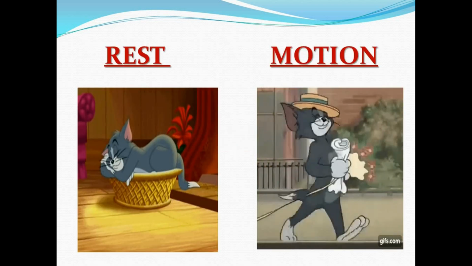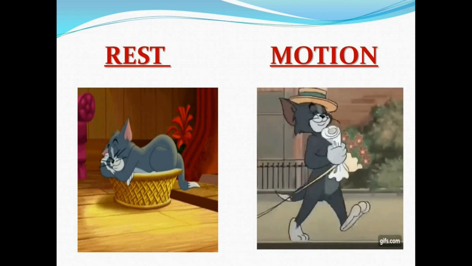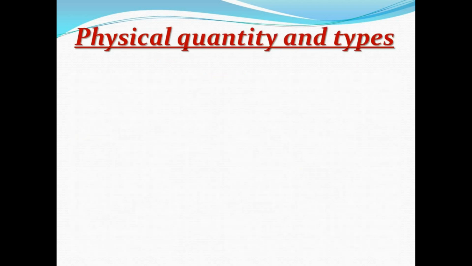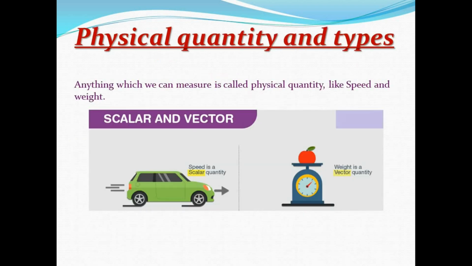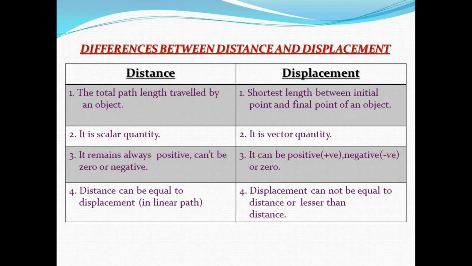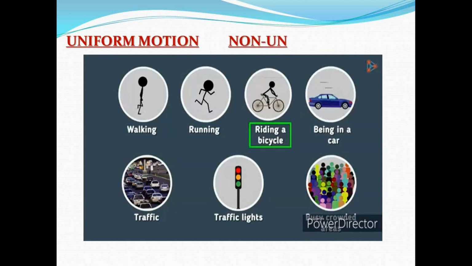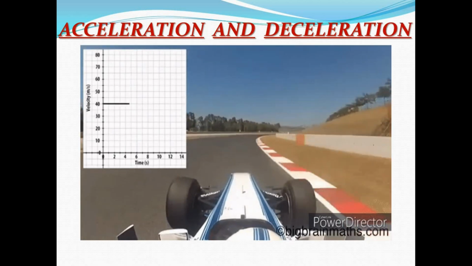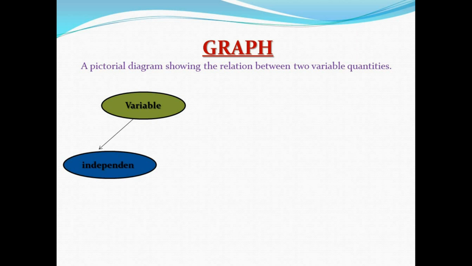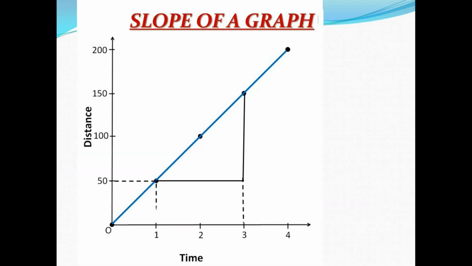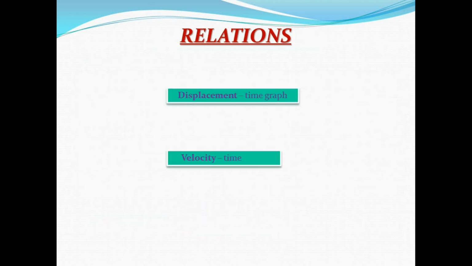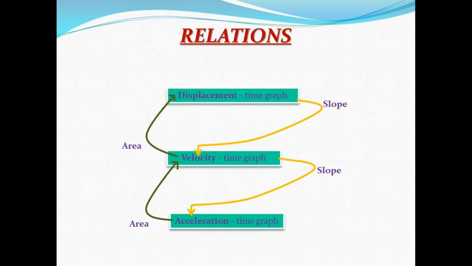In the previous lesson we have learned about rest and motion, types of motion, physical quantity and their types, distance, displacement and their differences, uniform and non-uniform motion, speed, velocity, acceleration, deceleration, graph, along with its slope and area, and their relations. We have also learned about equation of motion.